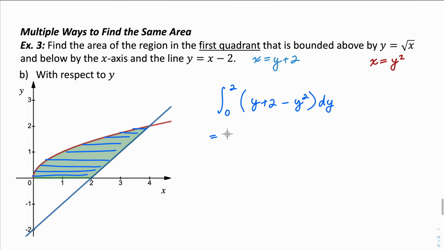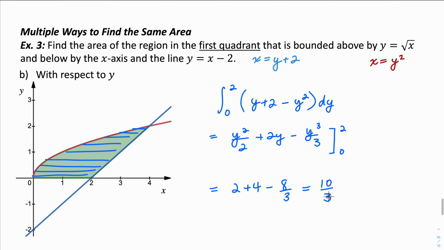So antiderivative of this, that's going to be y squared over 2 plus 2y minus y cubed over 3. And we're evaluating this from 0 to 2. So if you go through and you plug all this in, 2 squared is 4 over 2 is 2. So it's 2 plus 4 minus 2 cubed is 8, 8 thirds. So 6 minus 8 thirds. So 6 times 3, that's 18 minus 8 thirds, which again, we get 10 thirds. So exactly what we would expect.